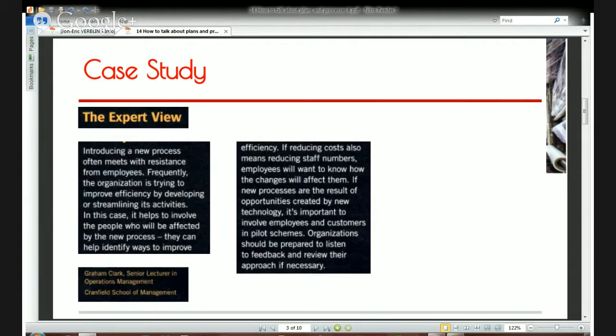Introducing a new process often meets with resistance from employees. Frequently, the organization is trying to improve its efficiency by developing or streamlining its activities. In this case, it helps to involve the people who will be affected by the new process. They can help identify ways to improve. Okay, very good. Improve efficiency.